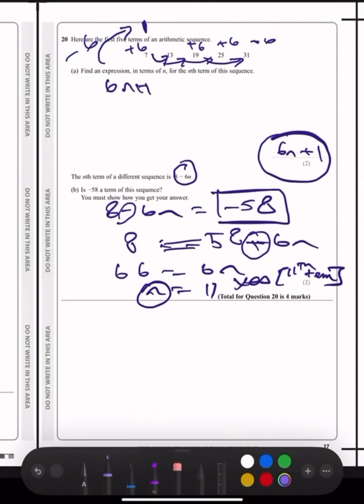And by number, this basically means that if we get an answer of a whole number, firstly that means that this is part of the sequence, and we also know which term it will be. So it will be the 11th term of the sequence, and that's how you will earn a full 4 marks. I hope this question is clear to you guys. Let's move on to the next question.